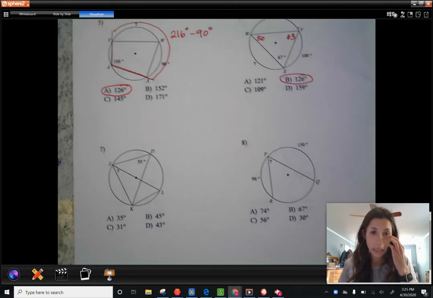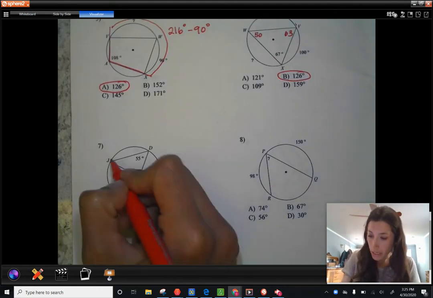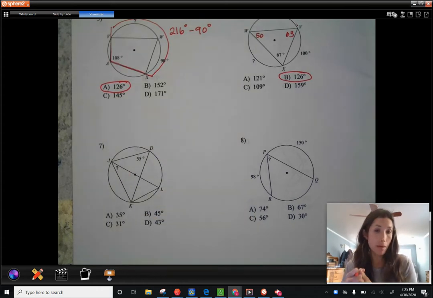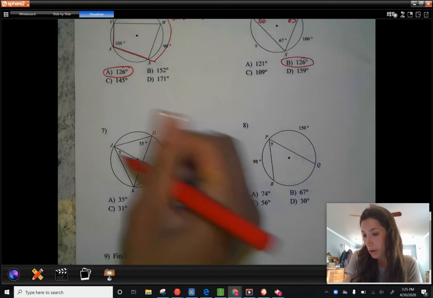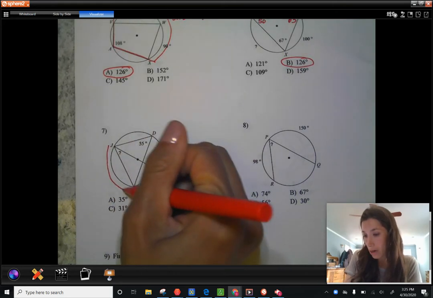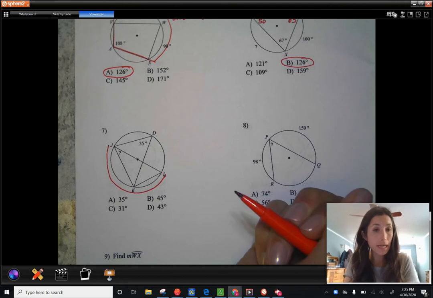Anytime you see a center point and there's a line going through it, you're going to want to assume that that's a diameter. Okay, so this right here is a diameter, meaning this entire arc is a half circle, which is 180.